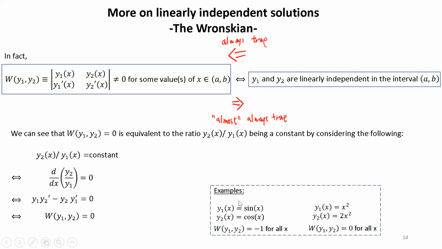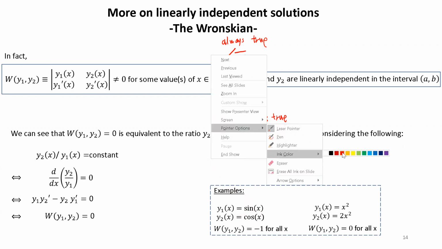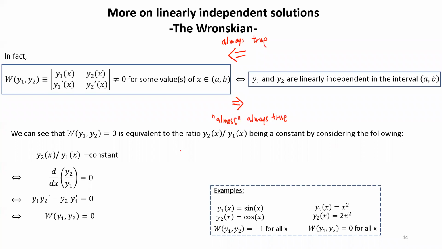So here, I give you an example. y1 is sine x, y2 is cosine x. Are these two functions linearly independent or not? Well, first of all, if you just divide them, you clearly know that you don't get a constant. So you know that they are linearly independent just by taking the ratio. But if we try to do the Wronskian, what do we get?